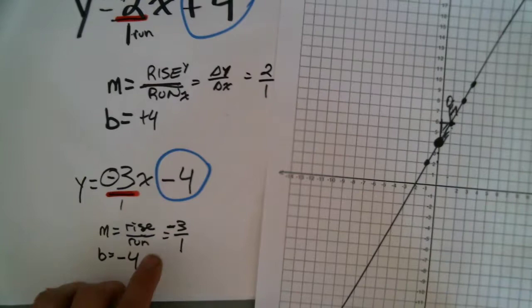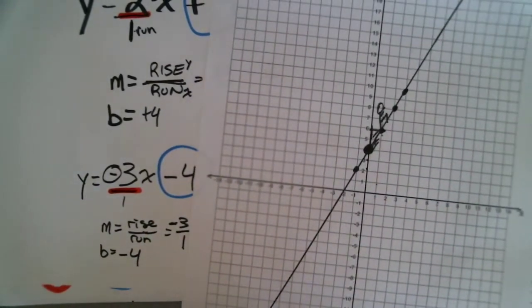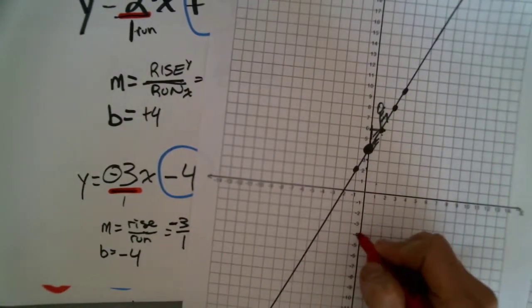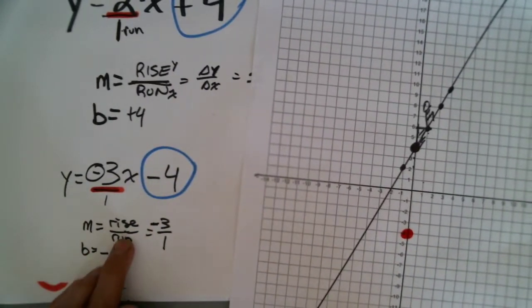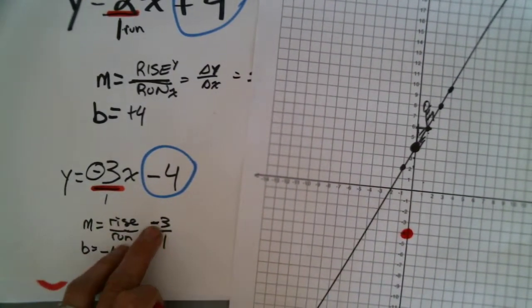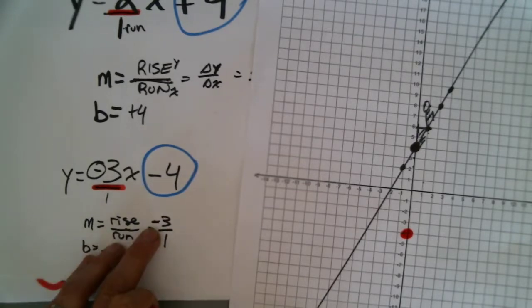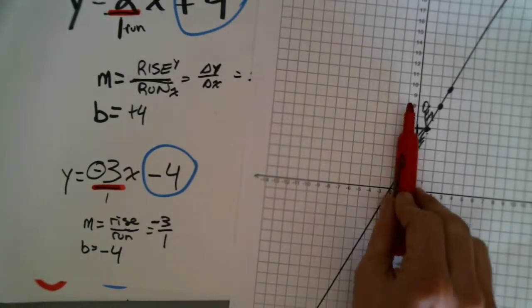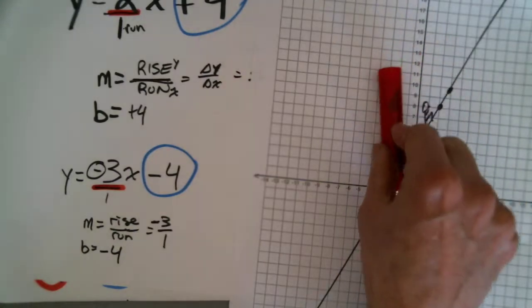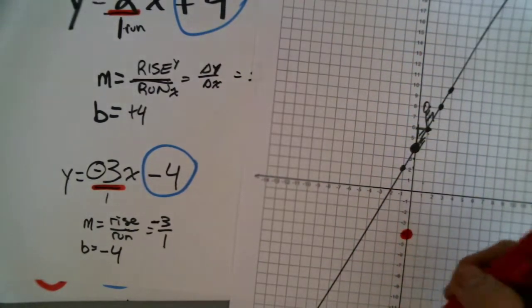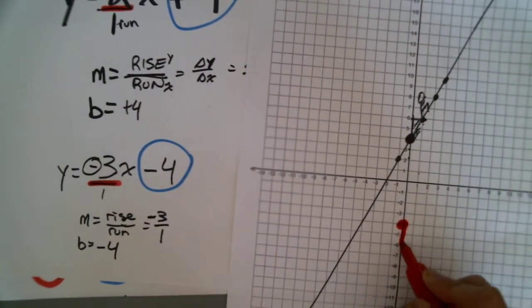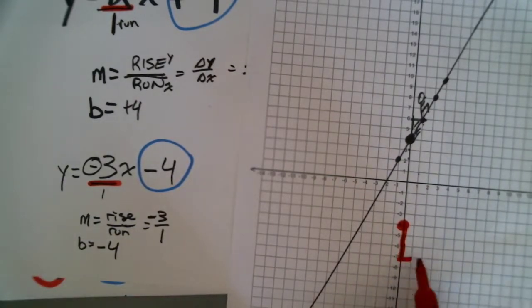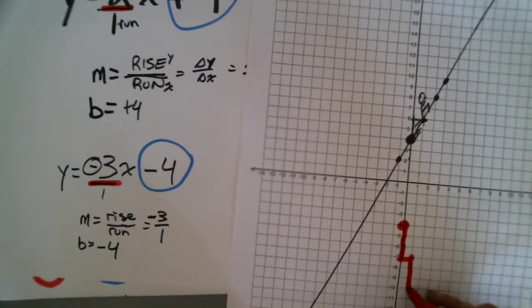All right, where do we start? B, negative 4. New color. I like colors. Negative 1, negative 2, negative 3, negative 4. Nice big dot. Next thing, my rise and run, my slope is negative 3 over 1. My rise is negative 3. Am I getting more altitude or less altitude? Less. I'm digging a hole. I'm getting below ground level. So I have to go down 3. 1, 2, 3. How many do I go over? 1. Put a dot.